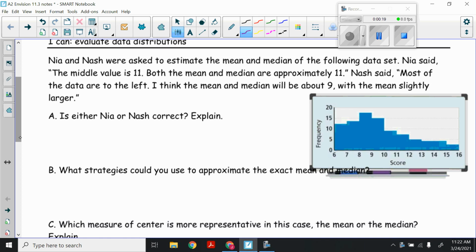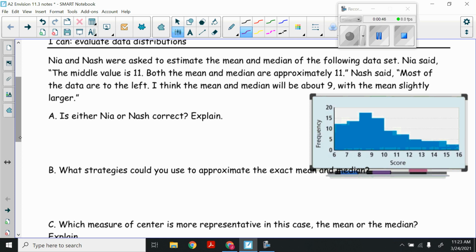So we're going to start out with this first one. Nia and Nash were asked to estimate the mean and median of the following data set. Nia said the middle value is 11. Remember that median is the middle. Both the mean and median are approximately 11. That's what Nia says. Nash says most of the data are to the left. I think the mean and median will be about 9, with the mean slightly larger. It asked, is either Nia or Nash correct, and explain why.